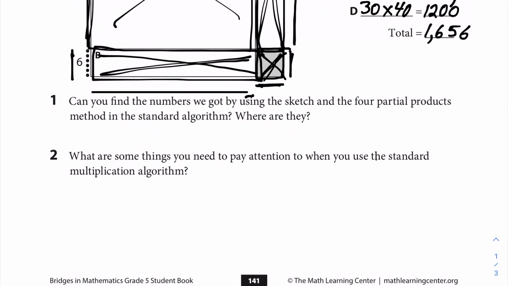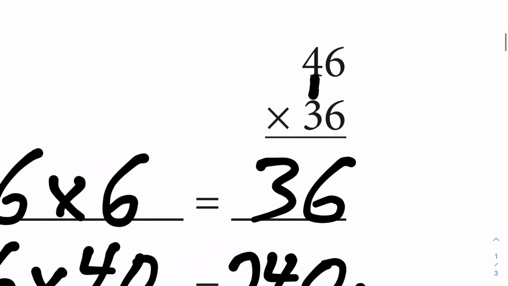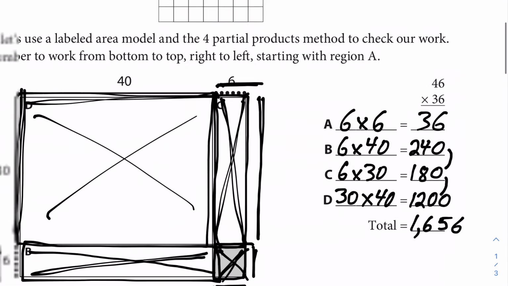Coming down here, it says, what are some things you need to pay attention to when you use the standard multiplication algorithm? What I would think about is this. Does this represent 4, or does that represent 4 tens, or 40? Likewise, does this represent 3, or does it represent 3 tens, or 30? That's the kind of thing that you need to think about, be aware of.